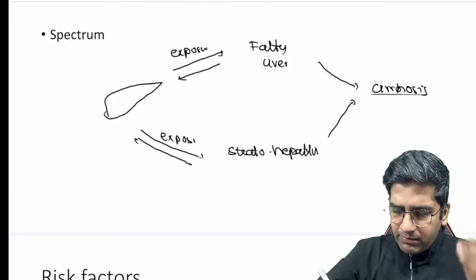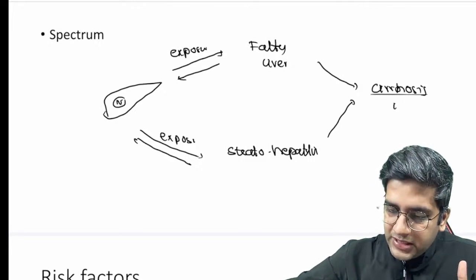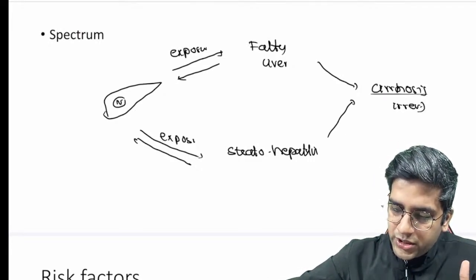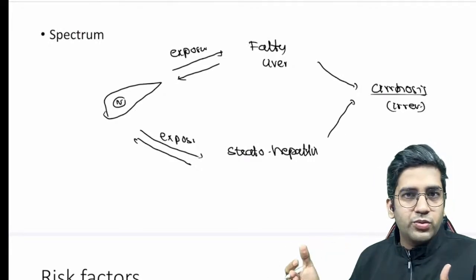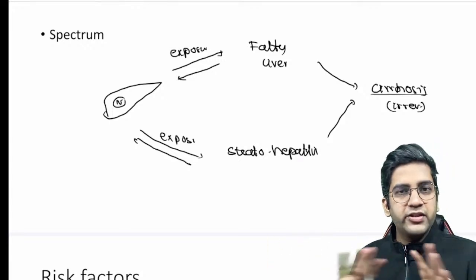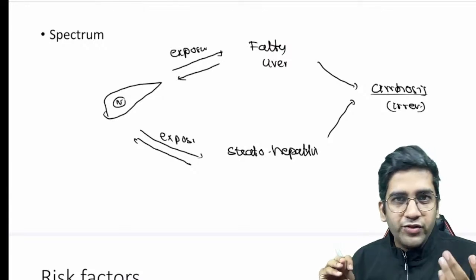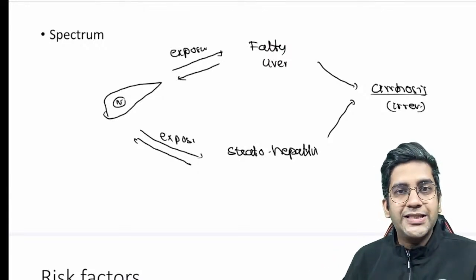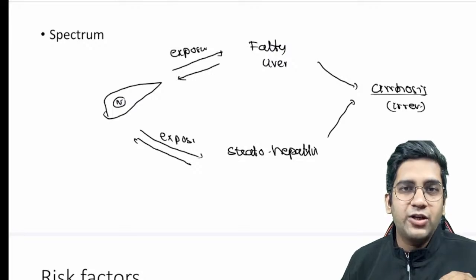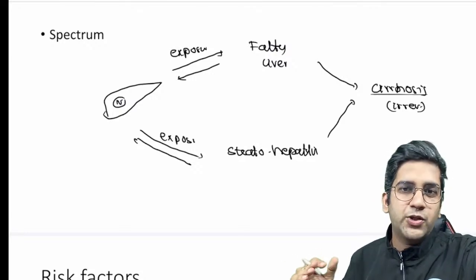Fatty liver can come back to a normal liver. Steatohepatitis can also come back to a normal liver, but cirrhosis is undoubtedly an irreversible stage. You cannot do anything. It will progress to complete liver failure, and in the worst case scenario can become a hepatocellular carcinoma. This is the spectrum of alcoholic liver disease, fine. So risk factors, though we know the primary thing is alcohol, still not everyone who drinks will have an alcoholic liver disease. So there are multiple ifs and buts with respect to alcoholic liver disease.